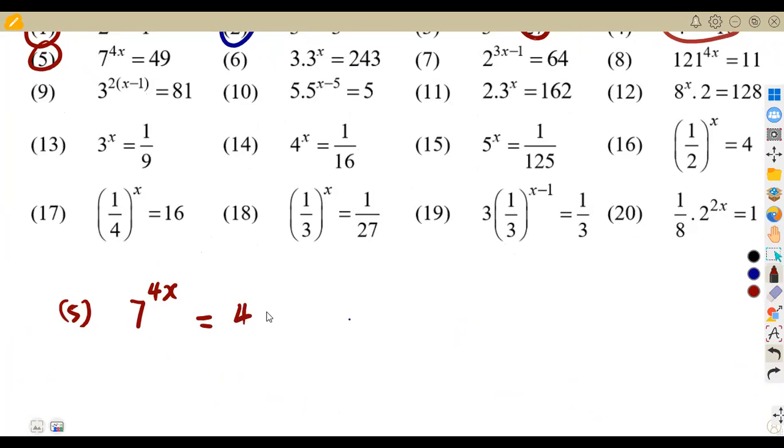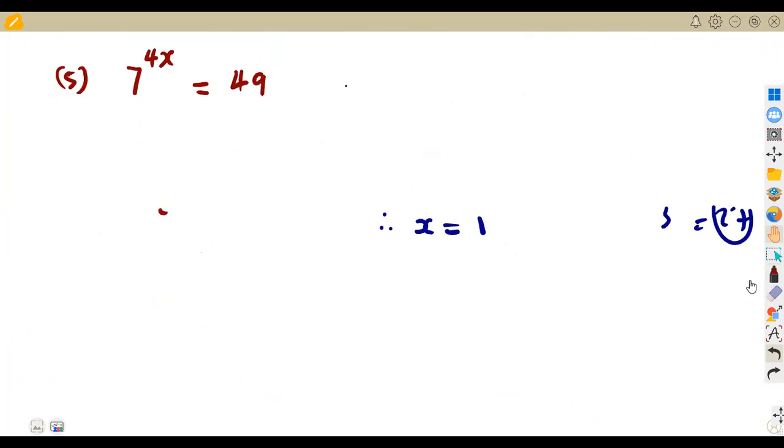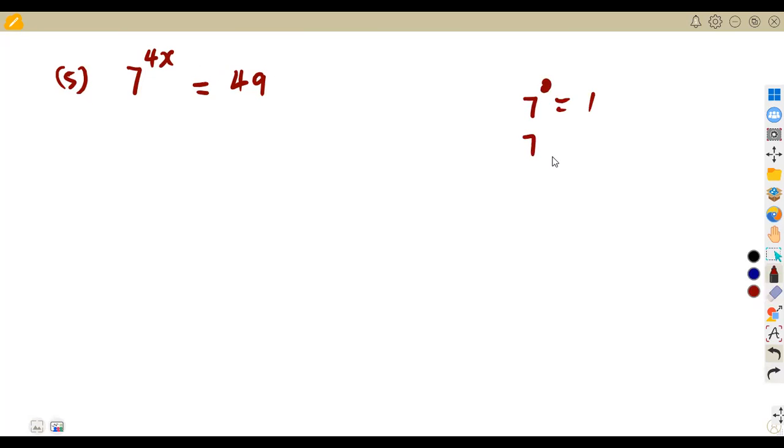Okay, so this is equal to 49. So considering this, we are going to see that we can simplify this, knowing that 49 can be written as a number in base of 7. Remember, 7 to the exponent of 0 is 1. To the exponent of 1, it's a 7. To the exponent of 2, it's a 49 from our calculator, and so on. So 49 is 7 to the exponent of 2.